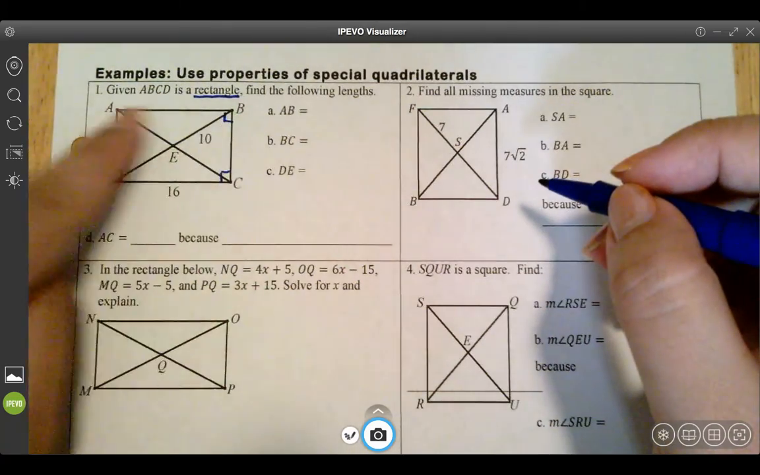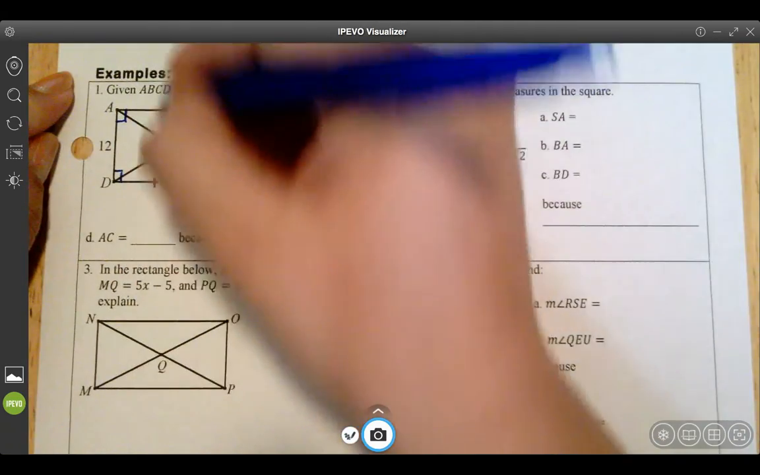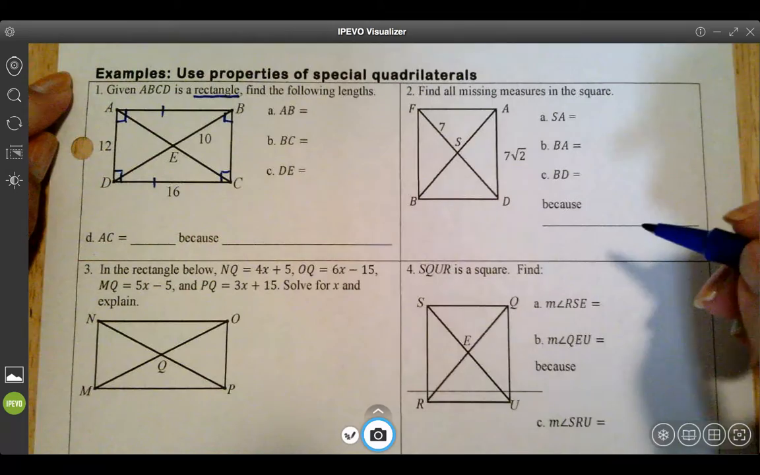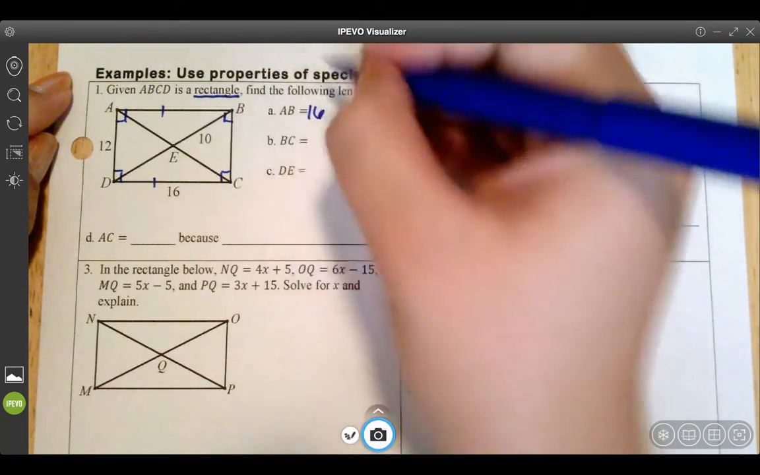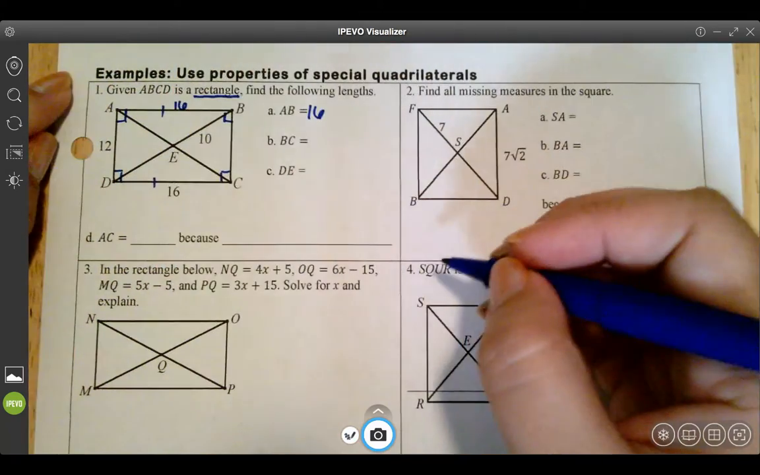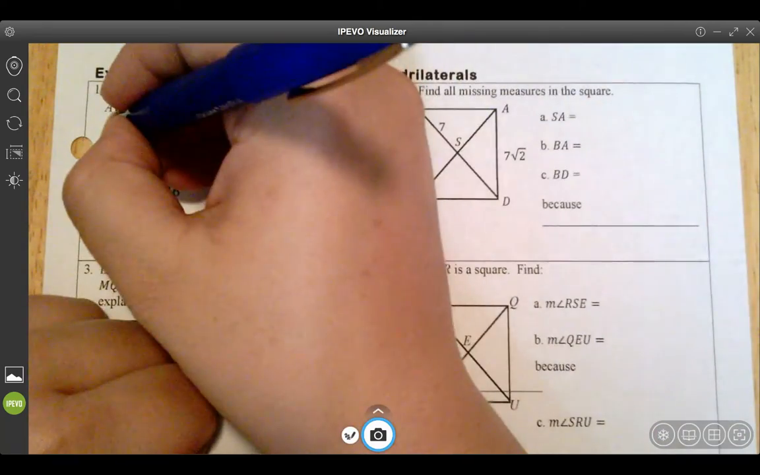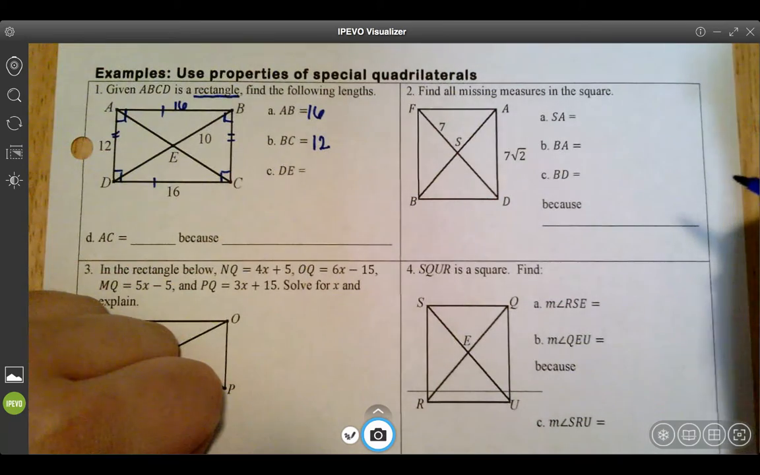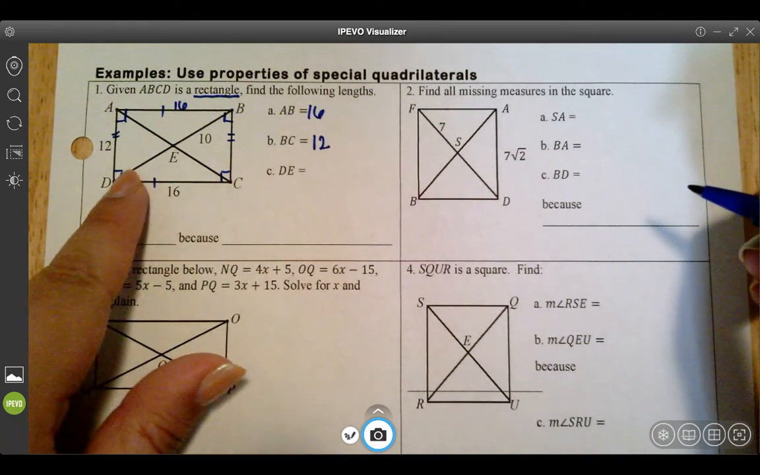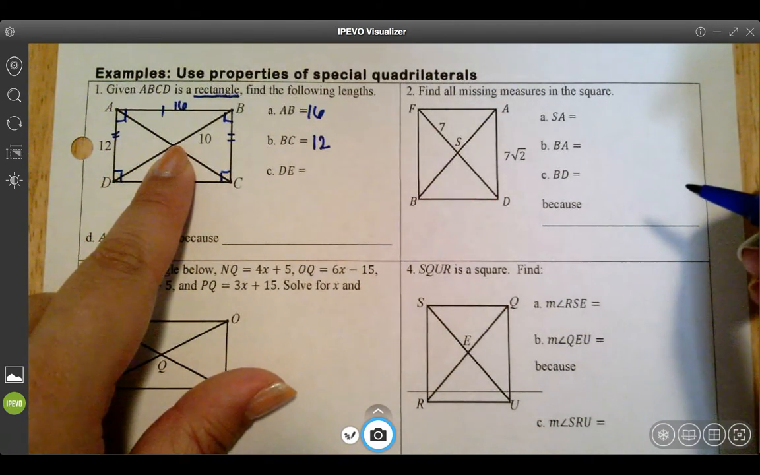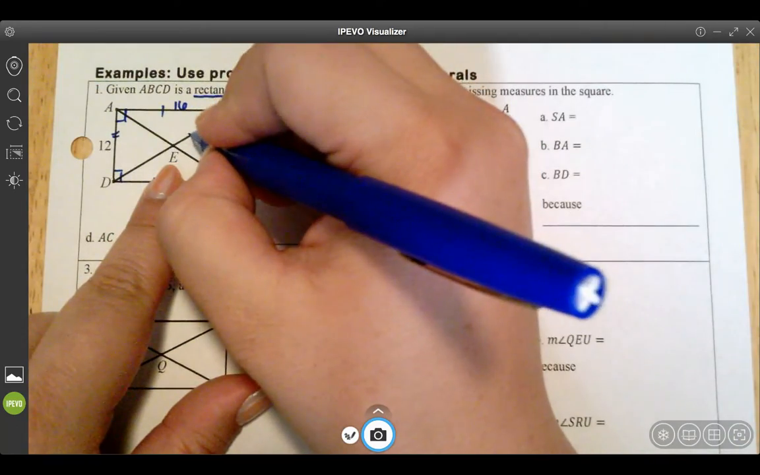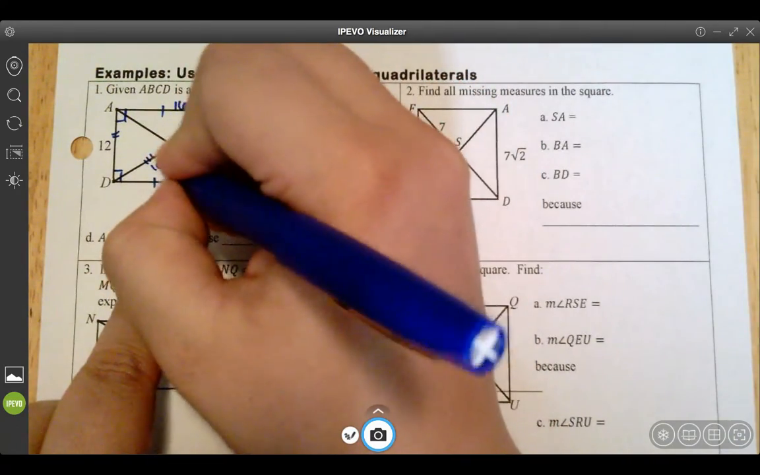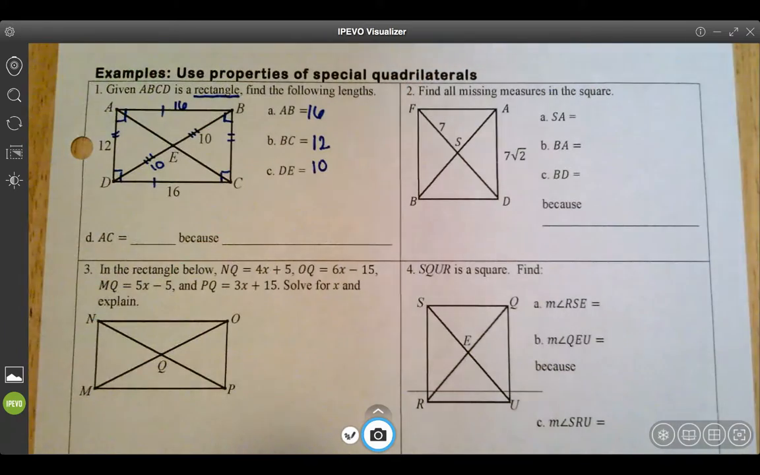So AB has to be congruent to the opposite side, so that is 16. BC also has to be congruent to the opposite side, so that is 12. DE is half of my diagonal. Diagonals are bisected, and that means these have to be congruent. So DE is 10. So far, those are all properties of a parallelogram. We didn't need the right angles for any of those.